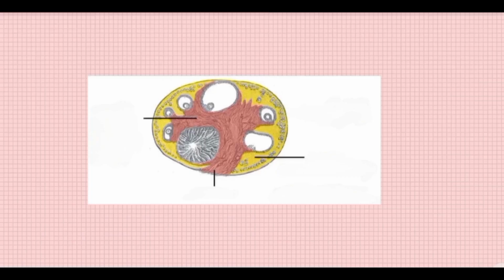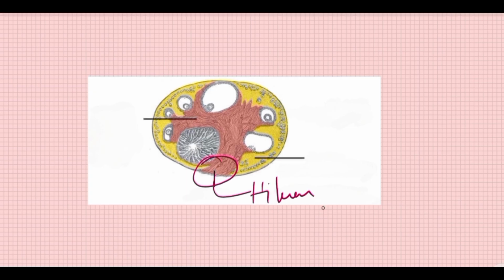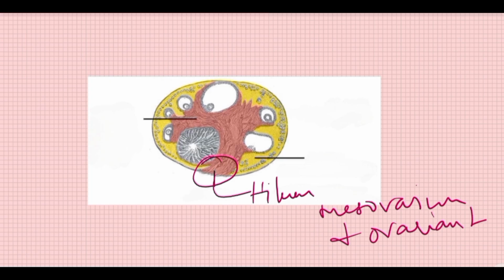Functional anatomy of the ovary. Ovaries are flattened ovoid bodies with a length of 4 cm, width of 2 cm, and thickness of 1 cm. Each ovary is attached at the hilum to the broad ligament by means of the meso-ovarian and ovarian ligament.